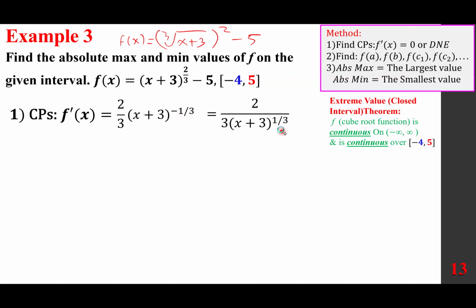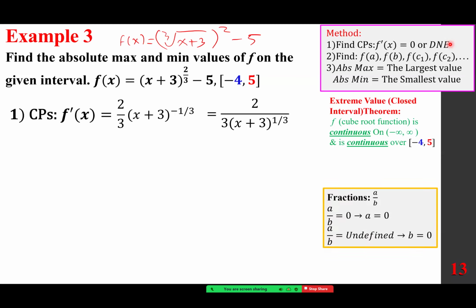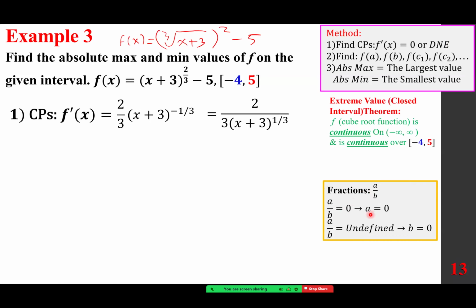We want to look at where f prime equals 0 and where f prime doesn't exist. When you have a fraction a over b, it's 0 when a is 0. It's undefined or does not exist when b, the denominator, is 0. So f prime is 0 if the numerator is 0. But the numerator is a number, which can never be 0. There is no solution.